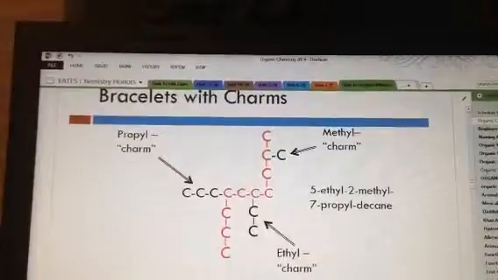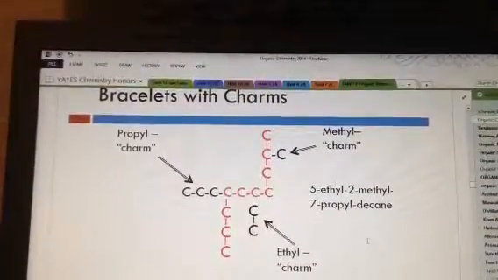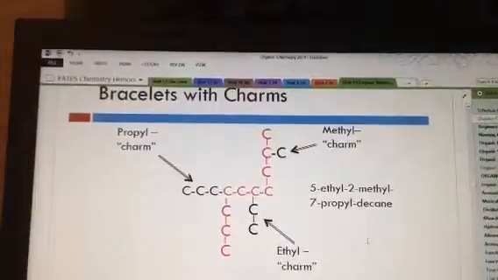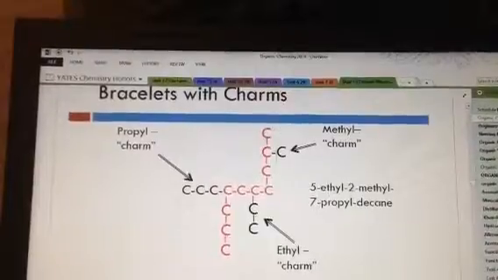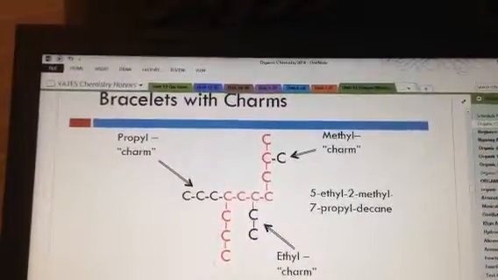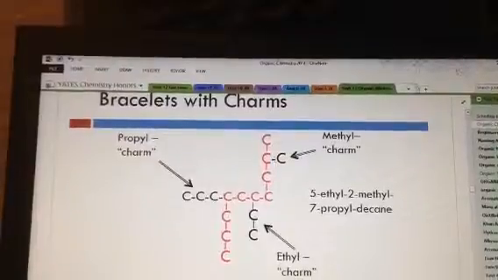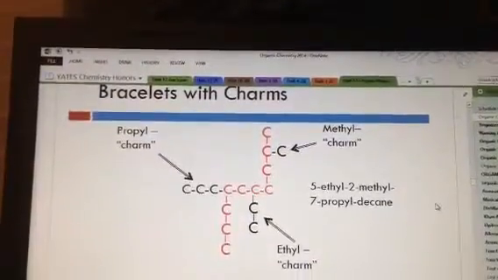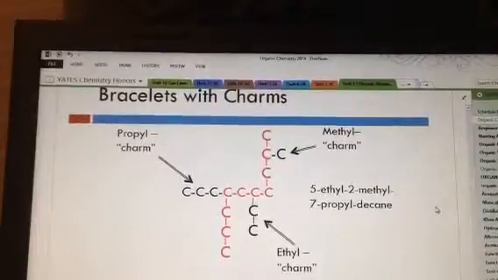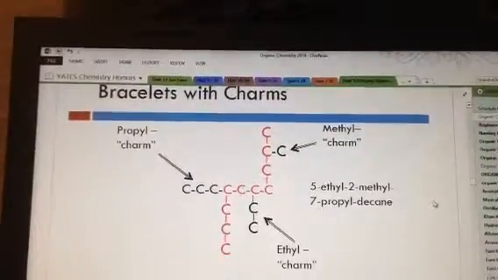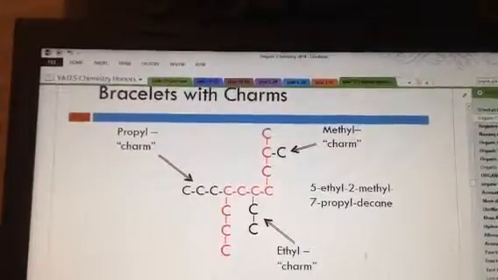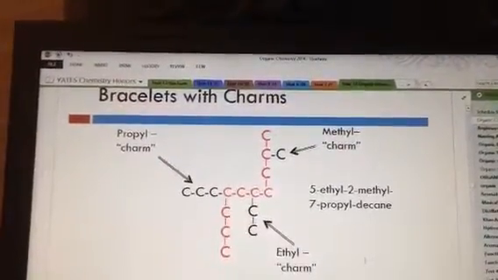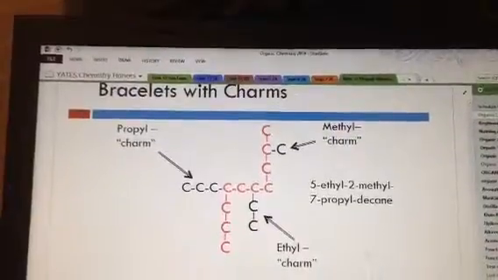This would be a 5-ethyl, 2-methyl, 7-propyl decane. Decane, because of the 10 red carbons indicating the longest continuous run, and then you must tell the reader where there are chains coming off, and they are listed in alphabetical order. So the 5 is where the ethyl chain is, the 2 is where the methyl chain is, and 7 is where the propyl chain is.